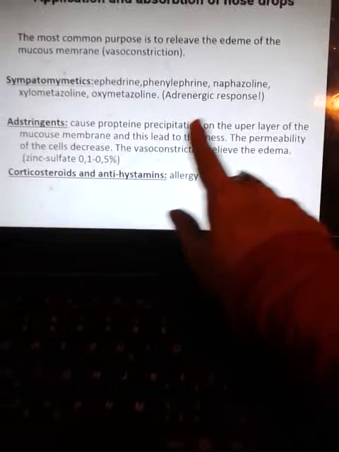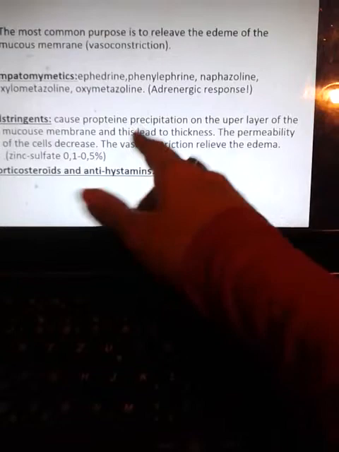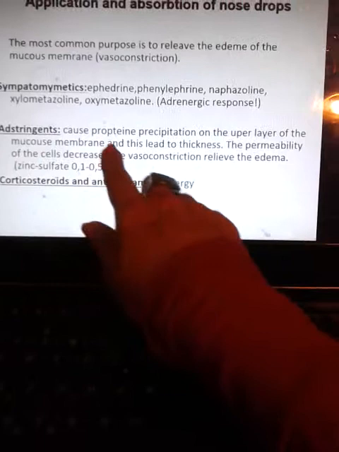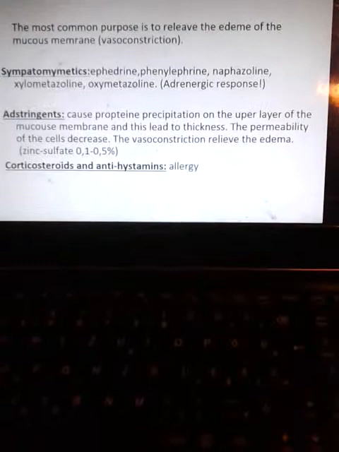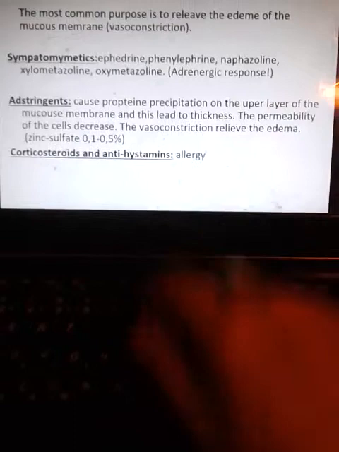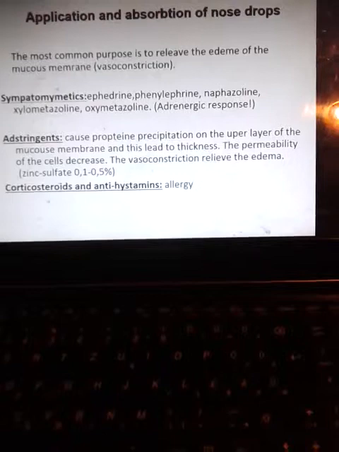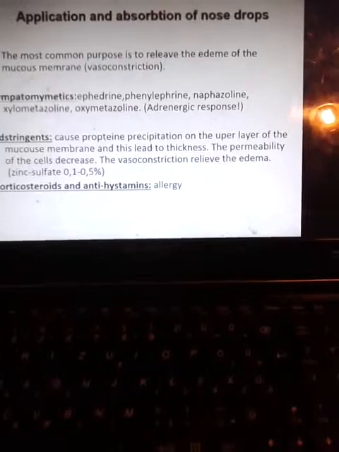Adstringent cause appropriate precipitation on the upper layer of the mucous membrane, and this leads to thickness. The permeability of the cell decreases. The vasoconstriction relieves the edema. Zinc sulfate as an adstringent, 0.1 to 0.5%. Corticosteroid and antihistamine are used for allergy. Adstringent, for example, zinc sulfate; sympathomimetic, ephedrine, phenylephrine, naphazoline, xylometazoline, oxymetazoline; and corticosteroid and antihistamine are used for allergy.